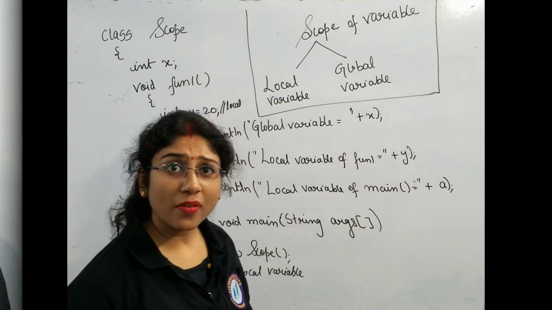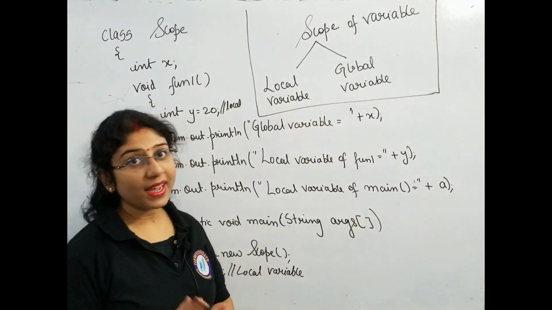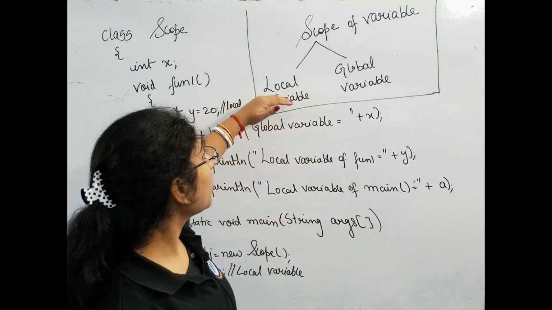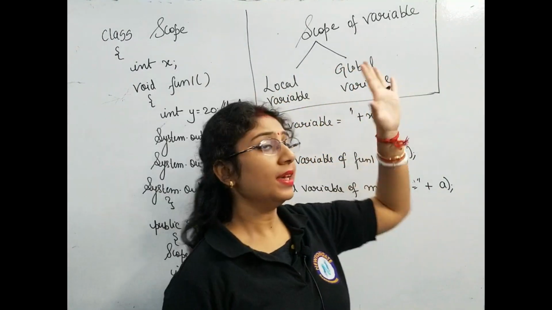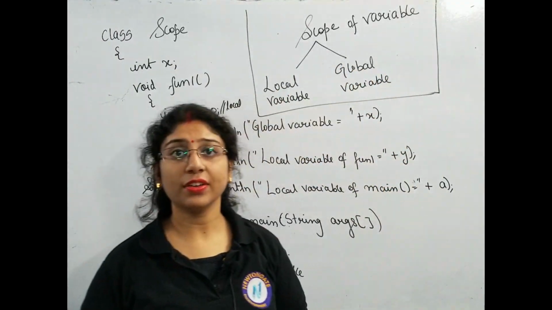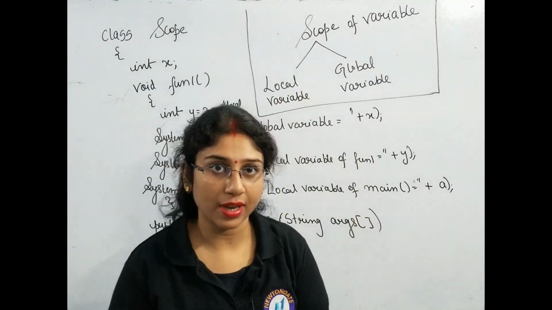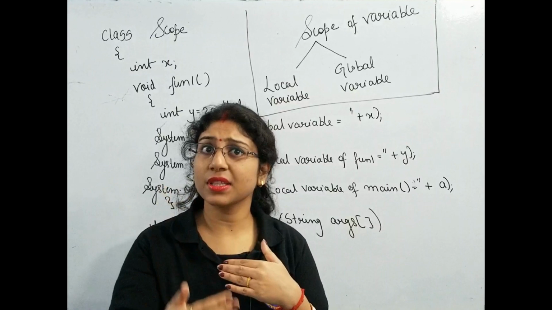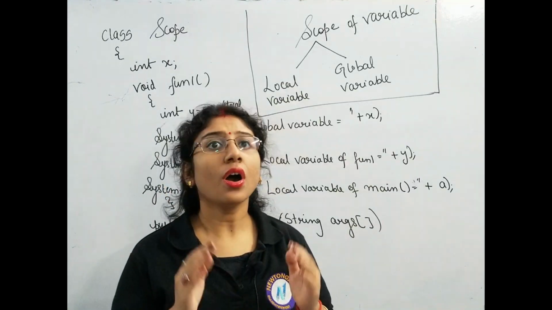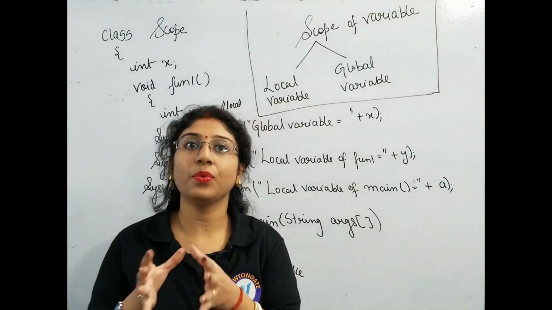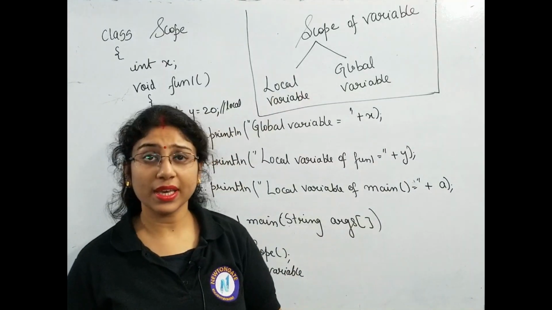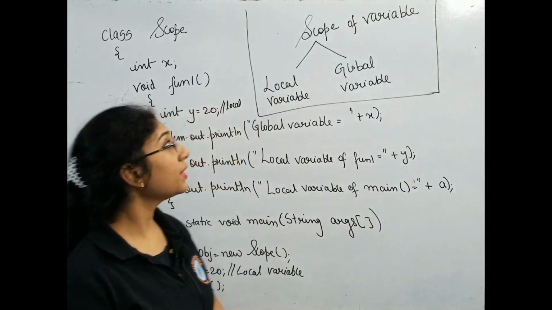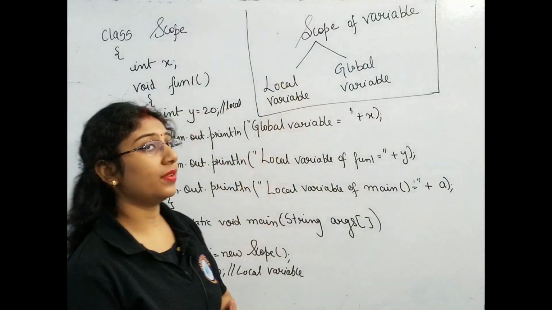So the scope of a variable is categorized into two parts, local variable and global variable. Scope defines from where we can access the variable. Is it accessible throughout the program, or is it limited to a certain block of the code? Okay, so in that case we use the global and local variable.